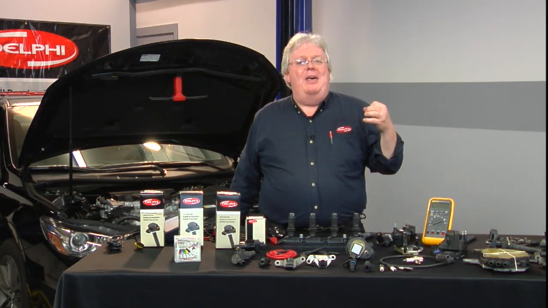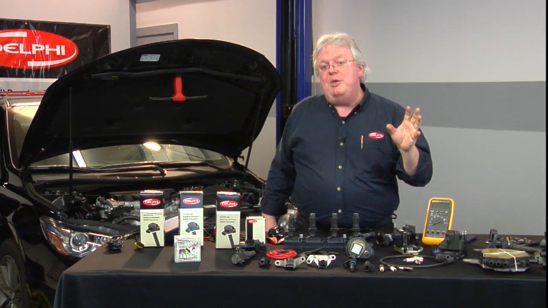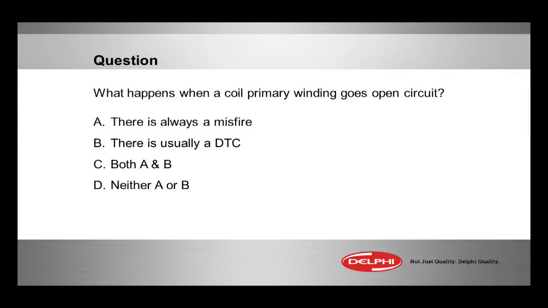It's going to be a question about an open circuit. We're going to start out with the primary winding of a coil, and then we'll apply the same question to a secondary. Here's how it goes. What happens when the primary coil winding goes open circuit? A, there's always a misfire. B, this is on Coil-On-Plug only, by the way, there is usually a DTC. C, both A and B, or D, neither A or B. Make your choices now.